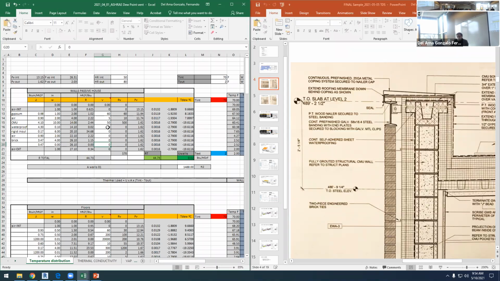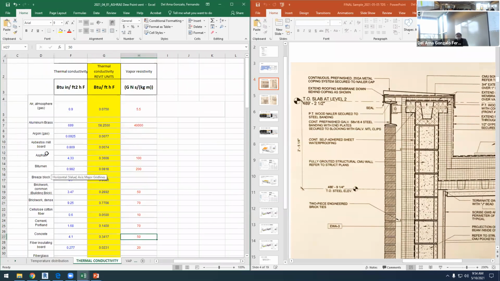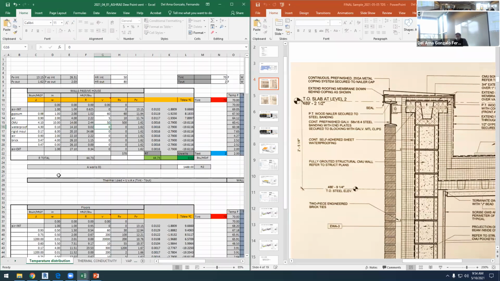The waterproof layer, that's interesting. Waterproof, usually vapor resistivities are quite high. We don't have information. We have used asphalt. Okay, so it's around 100. Bitumen, it's another waterproof layer. Yeah, something between 100 and 200. Let's say 100.